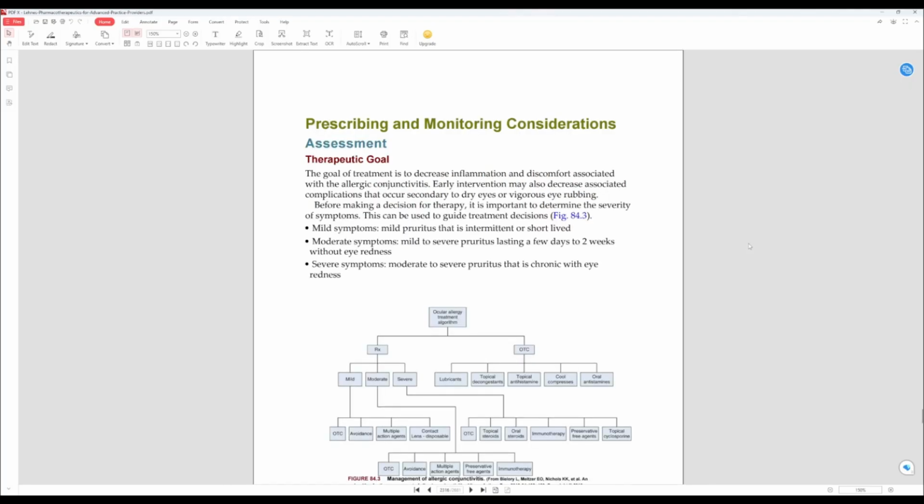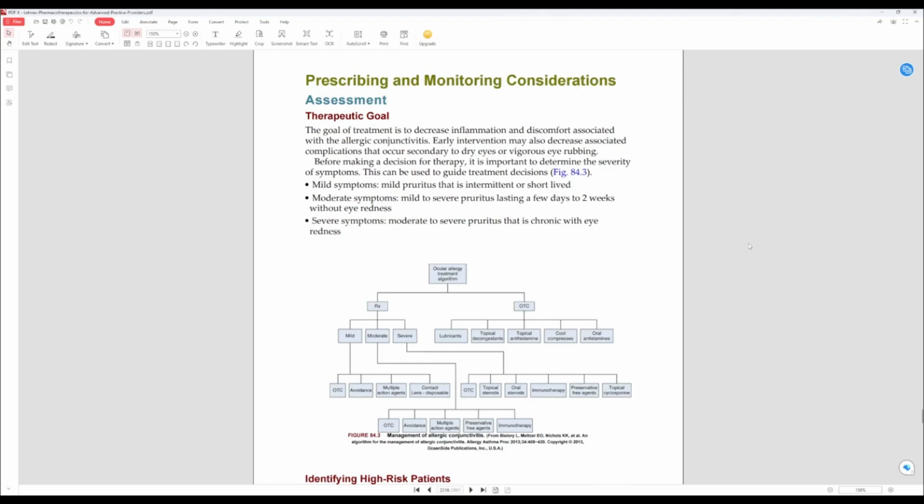So, prescribing and monitoring considerations, therefore. Well, it definitely needs an assessment of a therapeutic goal. The goal of treatment is to decrease the inflammation and discomfort associated with allergic conjunctivitis. Early intervention may also decrease associated complications that occur secondary to dry eyes or vigorous eye rubbing. Before making a decision for therapy, it's important to determine the severity of symptoms. This can be used to guide treatment options.